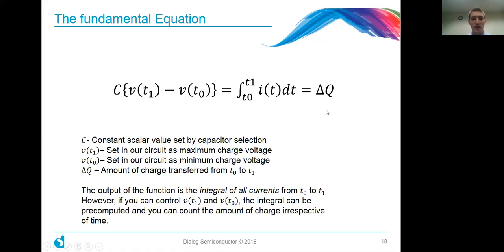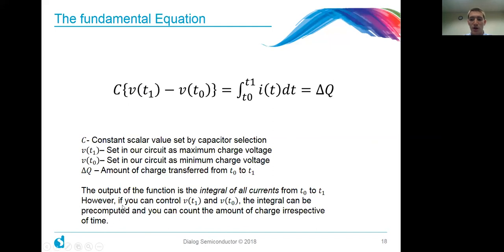If we plug in these values, we're going to get the amount of charge transferred from T0 to T1. So the output of the function is the integral of all currents from T0 to T1. However, if you can control T1 and VT1 and VT0, the integral can be pre-computed, and you can count the amount of charge irrespective of time.